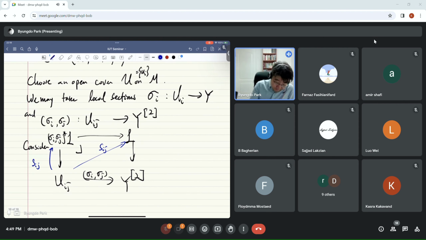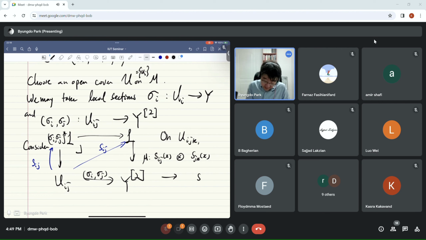So then, on this triple overlap, we can think of Sij of x, then Sjk of x. Then what this bundle gerbe structure mu does is that if you tensor these, it goes to Sik of x, but here you have something, lambda ijk of x. So over the triple overlap, you obtain this function, an S1-valued function.